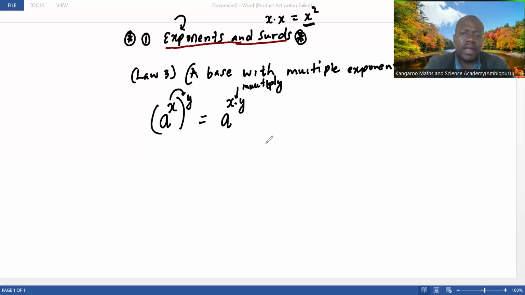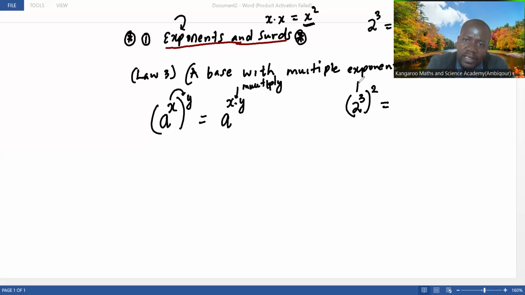Why are we multiplying? That's the question. Why are we multiplying the exponent? Imagine we have 2 to the power of 3. This is the same as 2 times 2 times 2, 3 times. But when we have 2 to the power of 3, but everything to the power of 2, what does this mean?